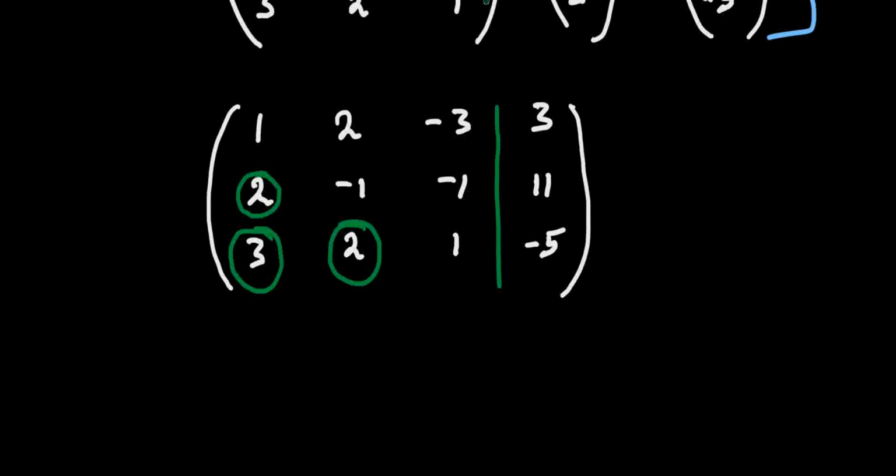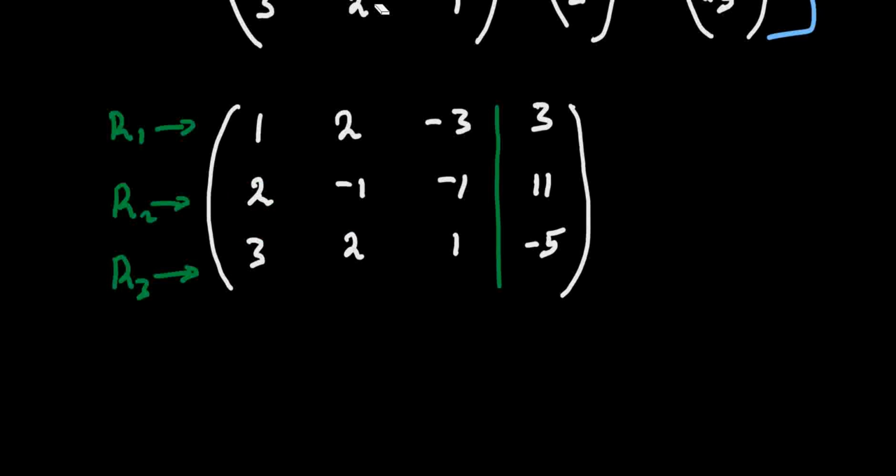So first, let's label the rows. This is row 1. This is row 2. And this is row 3. All right. Let's get rid of this.